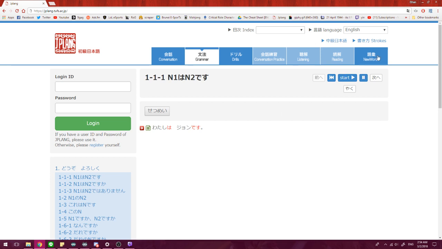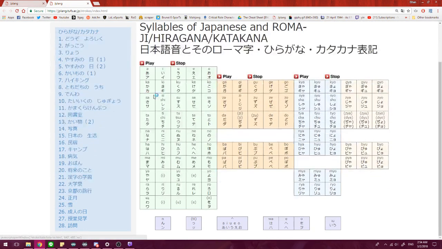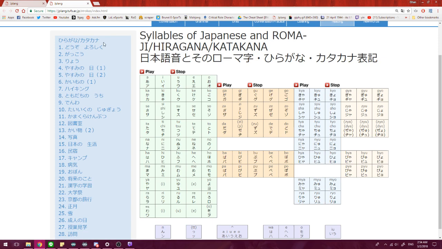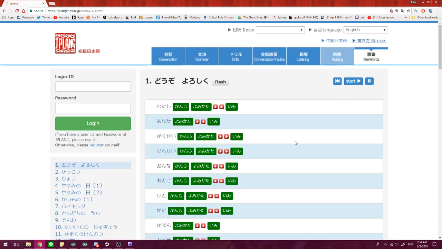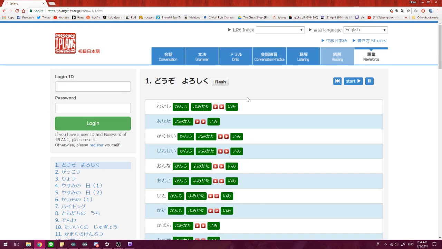Okay, if you ever come to this website, there's 1, 2, 3, 4, 5, 6, 7 tabs. I'm going for the 7th tab, right? It says new words. Right, it has new words, and all these words here, look at this. These are all the words we've learned today, right? For example, watashi. If you click kanji, it says kanji, and this is the kanji for watashi. Yomikata means how to read. Watashi. And if you click, see? 私. And if you click this button, it says imi. It will tell you what it means.